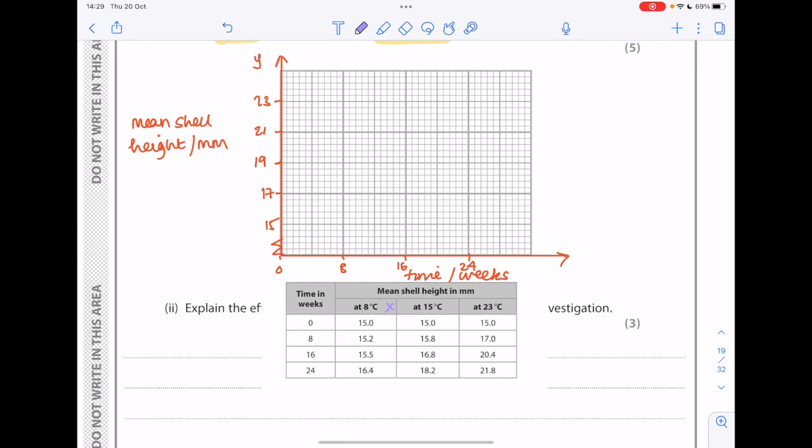So let's start with the 8-degree one. So at time 0 weeks, we have a 15 mil shell. Then at 8 weeks, we have 15.2. 16 weeks, 15.5. 24 weeks, 16.4. Use a straight line to join your points.